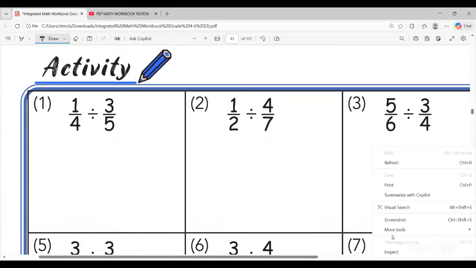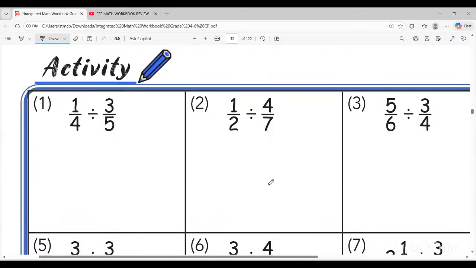What does the rule say when we are dividing fractions by fractions? Do that one, guys. A quarter divided by 3/5.